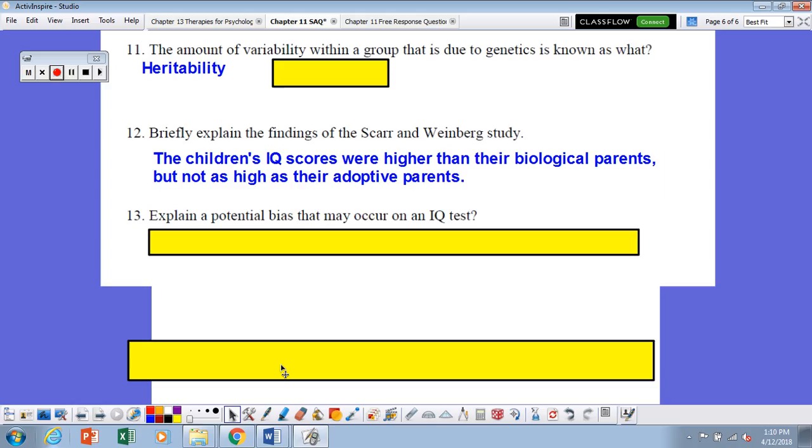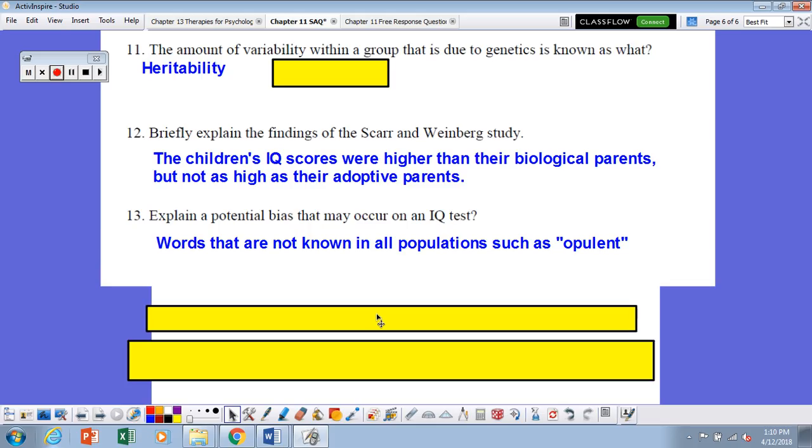Number 13, explain a potential bias that may occur on an IQ test. And that could be words that are not known in all populations. So an example of one of those words might be opulent.